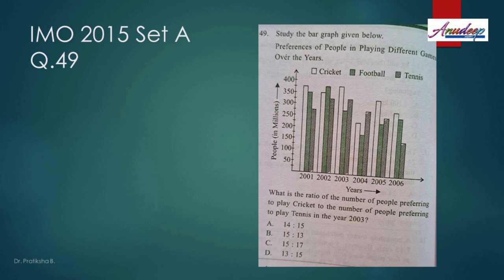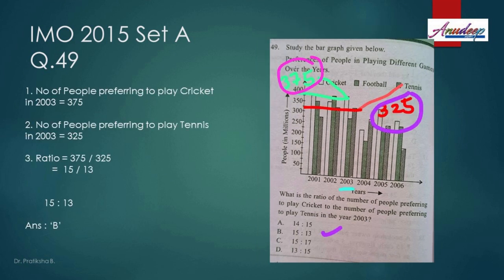Let us discuss one problem from the IMO 2015 Set A exam paper. In this question, you have been asked to study the bar graph, which shows the preferences of people playing different games, cricket, football, tennis, across different years. The question asked is: what is the ratio of the number of people preferring to play cricket to the number of people preferring to play tennis? Let us see how to solve it.